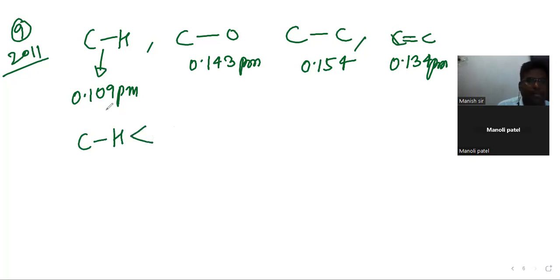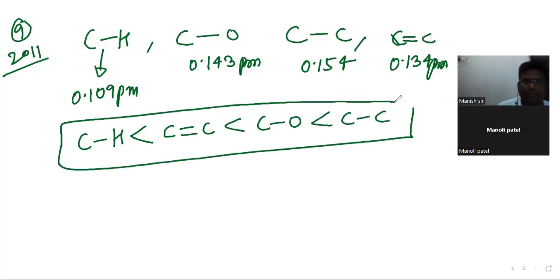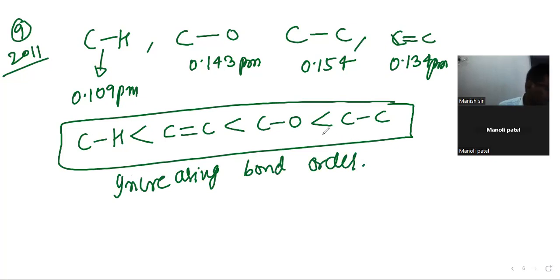Next in increasing order, after 109, it is 134. So the C double bond C is bigger than the CH bond. Next is the CO bond. Next is the CC bond. So this will be the increasing order, right? Increasing bond length. Please write it down. Done, sir. Okay.